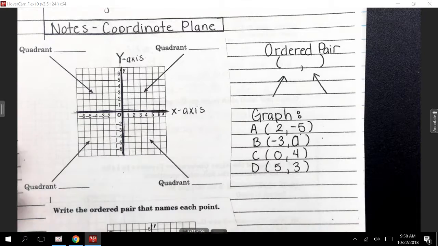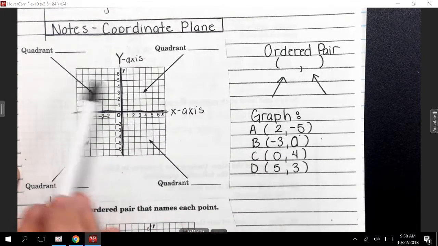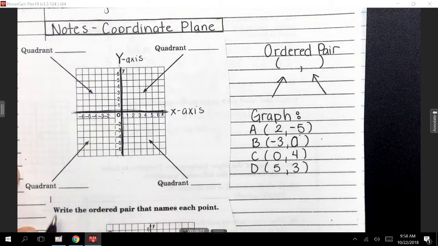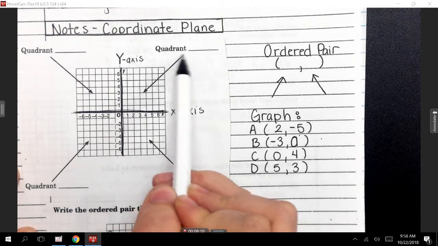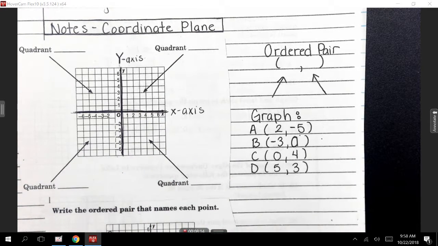All right. You'll notice when I have my x and y axis, it splits this up into 4 different sections. Do y'all see that? You'll see my 4 sections, and you can see these arrows are pointing to them. Those sections are called quadrants. Each of those sections is called a quadrant. And when we label the quadrants, we're going to label those with 1, 2, 3, and 4. But what's different about them is we label them with a Roman numeral.